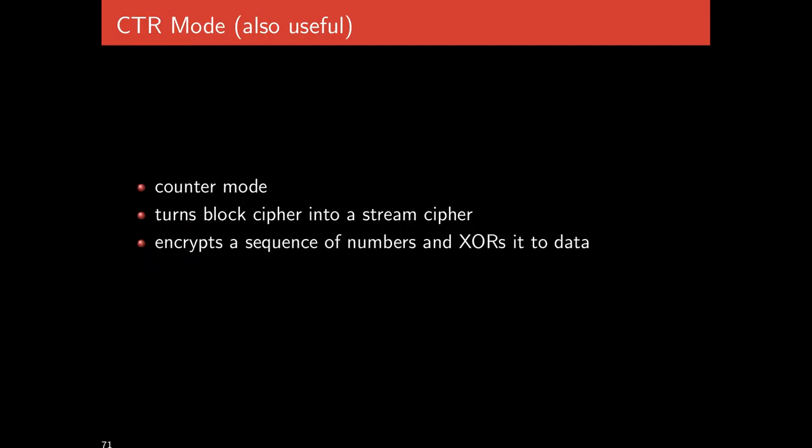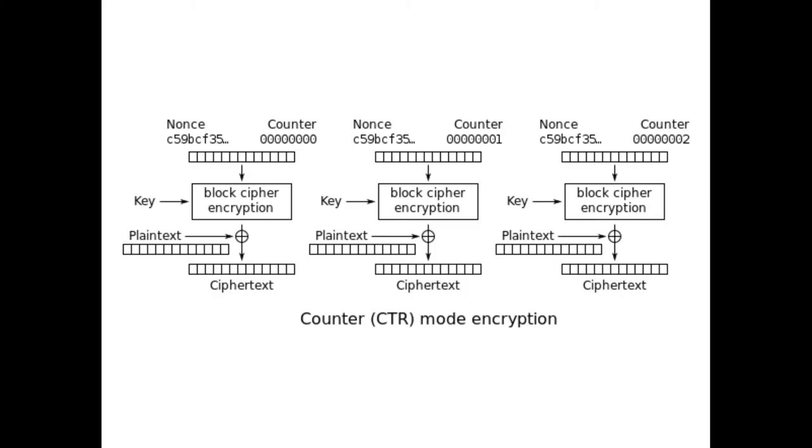There's another mode of operation called counter mode. This is also useful. It has different applications. It has the ability to do random access effectively. So you don't have to decrypt the entire message, generating all the preceding output, just to be able to decrypt one part of it. The counter mode, in contrast, effectively works by encrypting a number and using that as a pseudo-random sequence to XOR your message. So it basically takes your block cipher and turns it into a stream cipher.